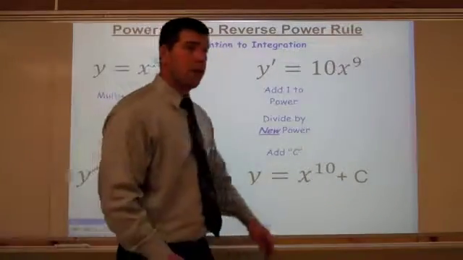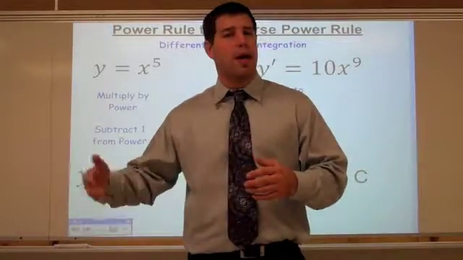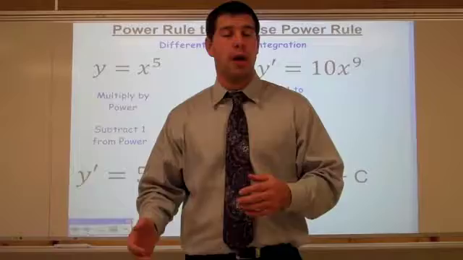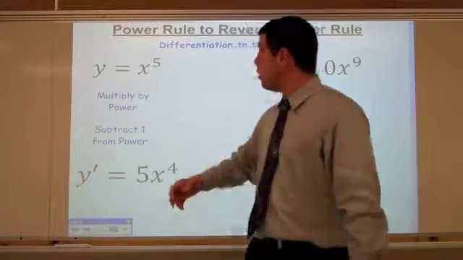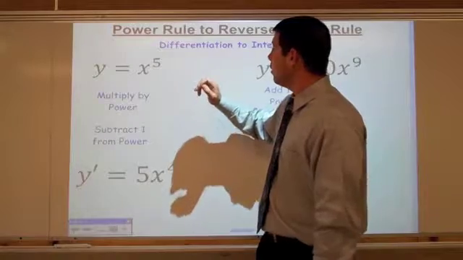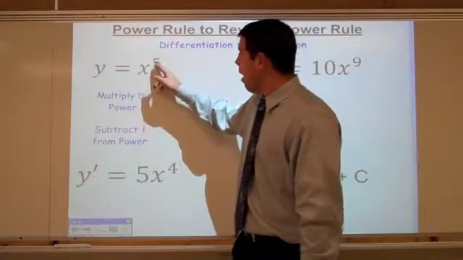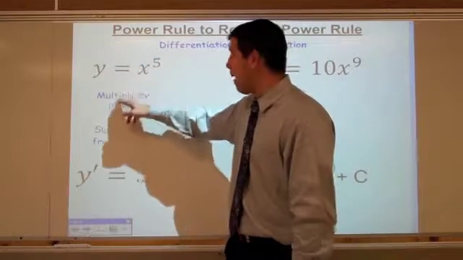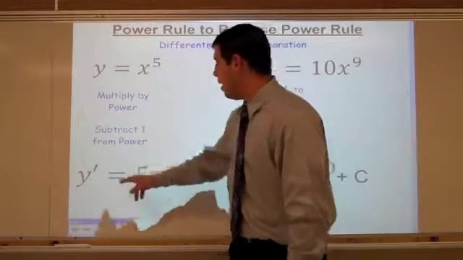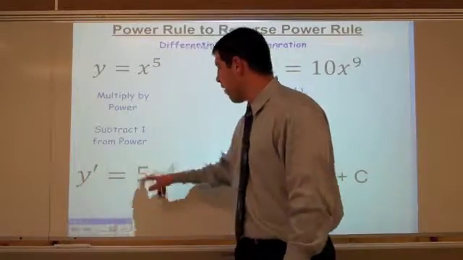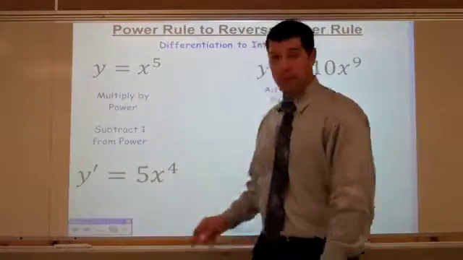All right, we're going to go over, review real quick, the power rule for deriving, and then we'll bring that into a power rule for antideriving. So your power rule for deriving, if I had y equals x to the fifth, I would bring the 5 down and multiply by the power. Then I would subtract 1 from that power, so it would be y prime, the derivative, equals 5x to the fourth. Multiply by the power, subtract 1 from the power.